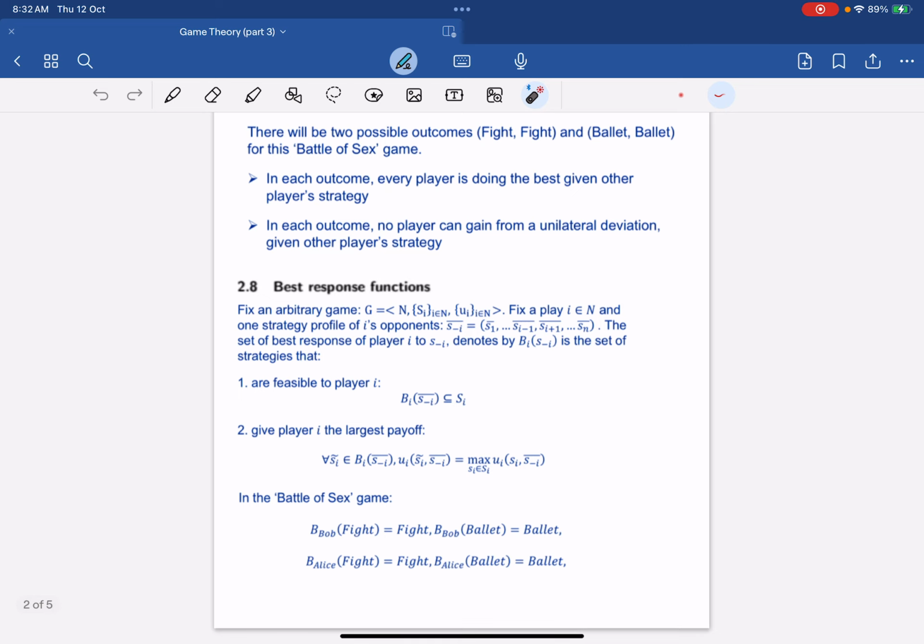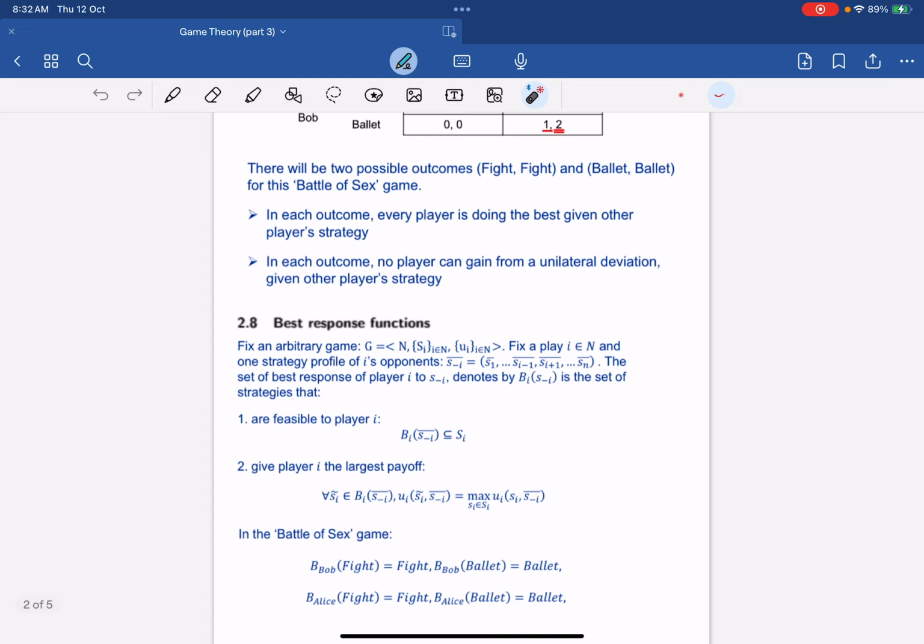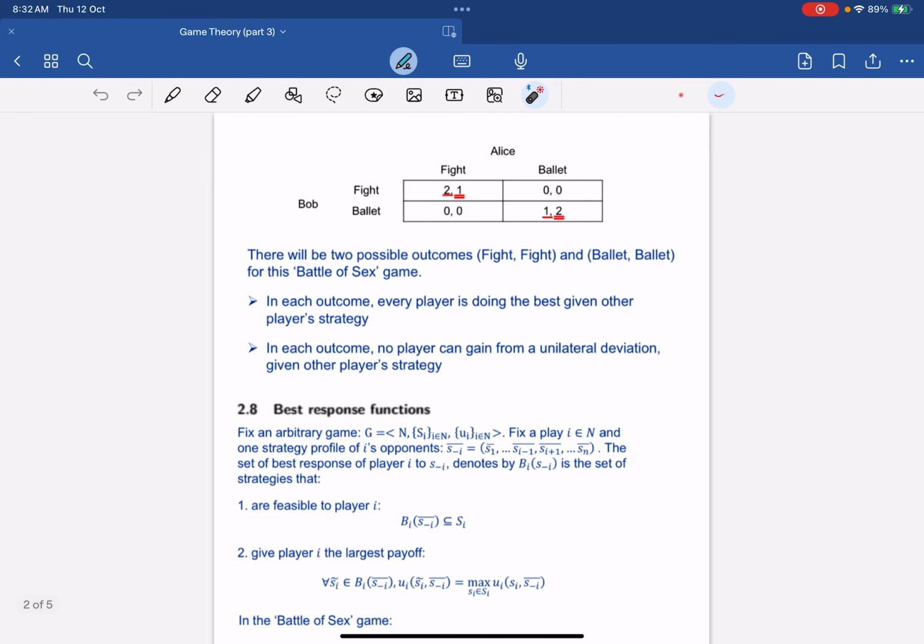And so let's first give the notion of a best response function. For this case, we see that a best response function is basically you choosing. So if, let's say, Bob chooses fight, what's your best response? Fight or ballet? That's fight. So you choose the action that gives you the highest payoff compared to the other actions. So you can see a bit how it's a little similar to the strictly dominant notion.